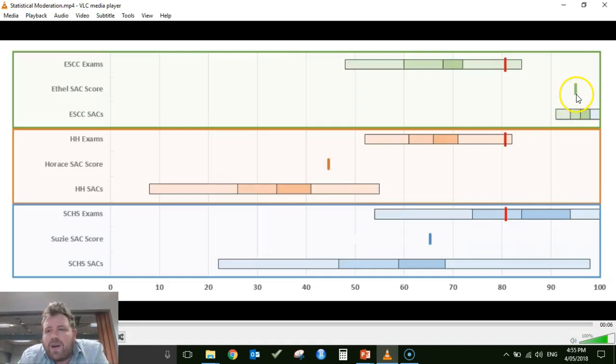On the other hand, Ethel's SAC score is all the way up here if it's completely unmoderated. If we just take it as read, that the SAC was whatever it was. Horace's is all the way down here because his SACs are really hard, and Susie's is somewhere in the middle.